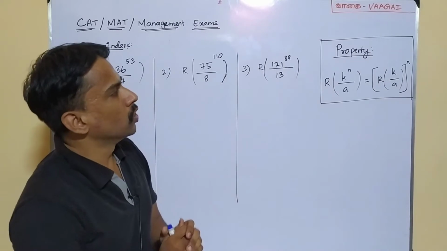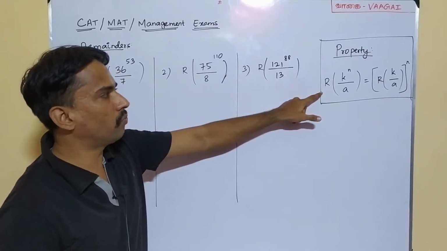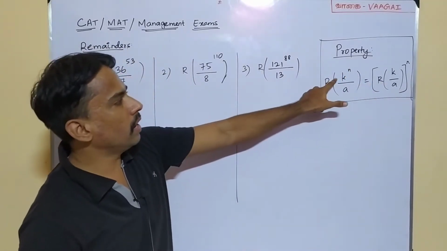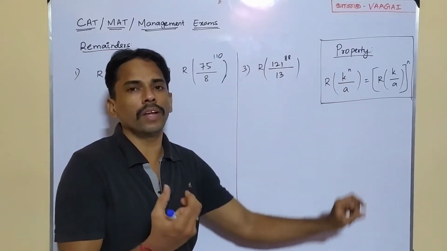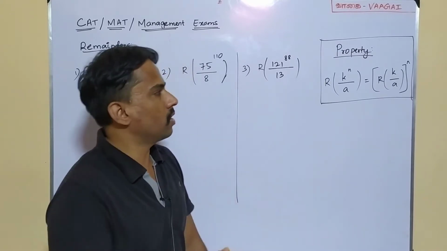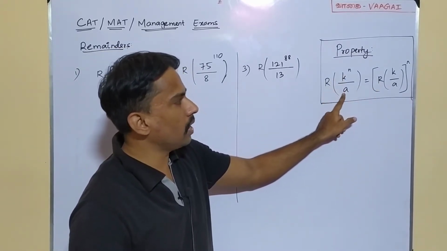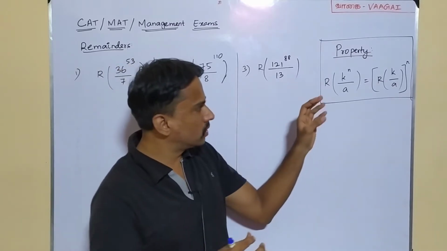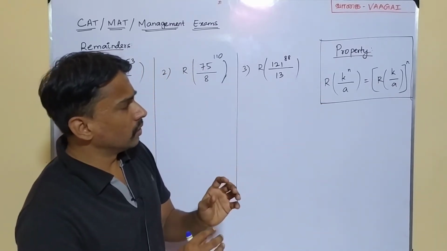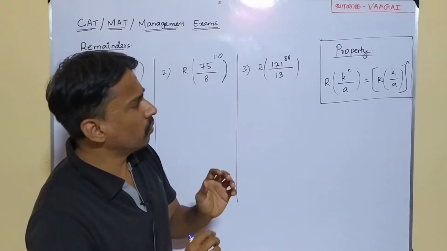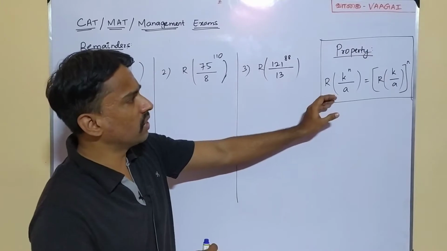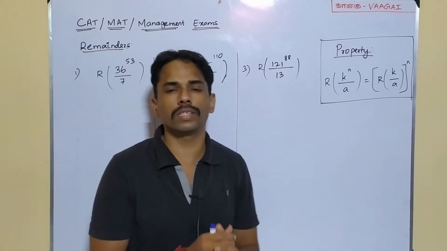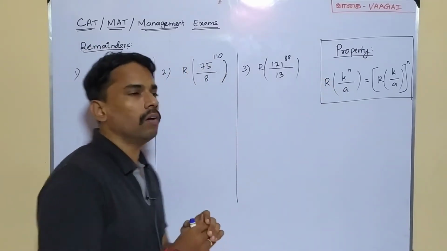So our property here is: the remainder of a value k raised to the power n when it is divided by a, that is, when k power n is divided by a, the remainder we obtain can be written as the remainder when k is divided by a, and then we raise that to the power n. So this is what the property says. Clearly, when you take the power and the remainder, there is a relation: the remainder of the power will be the same as the power of the remainder which you take inside. This is what this property conveys.